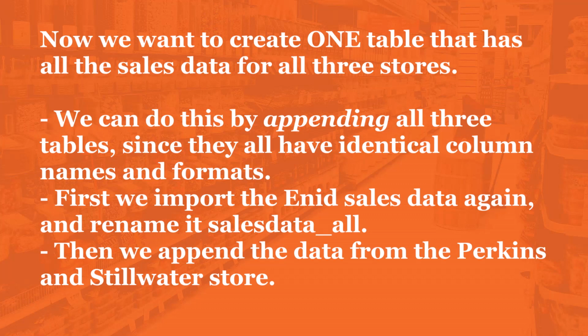Right now we have a separate sales data table for each store, but now we want one table that has all the sales data for all 3 stores. We can do this using the append command. We can do this here, because they all have identical column names and formats for each table. We're going to first import the Enid sales data again, rename it sales data all, and then we're going to append the data from the Perkins and the Stillwater stores.